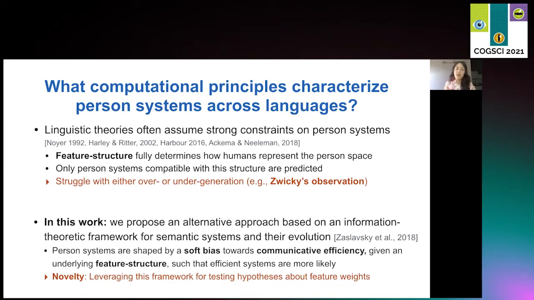And the particular novelty of our approach is that we are going to leverage this framework for testing hypotheses about feature weights. So we are going to relate to previous theories, but we are going to do it in a different way. And now I pass to Noga.